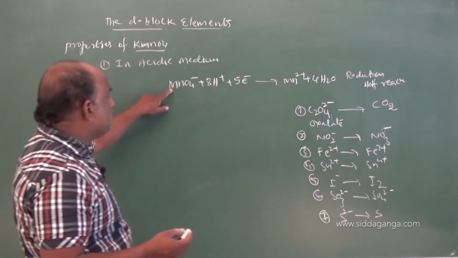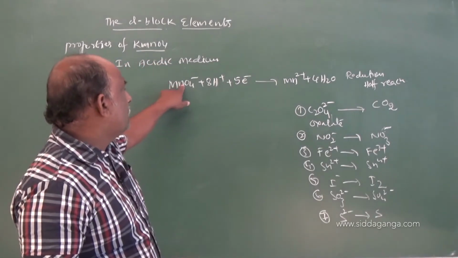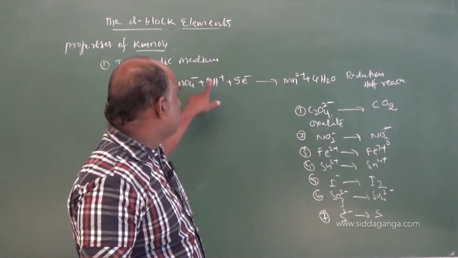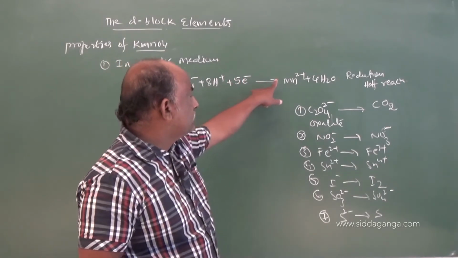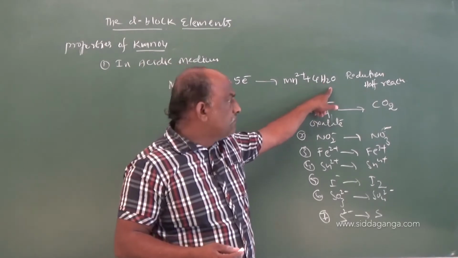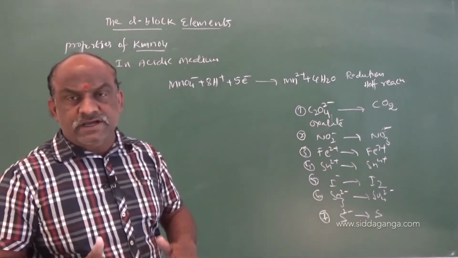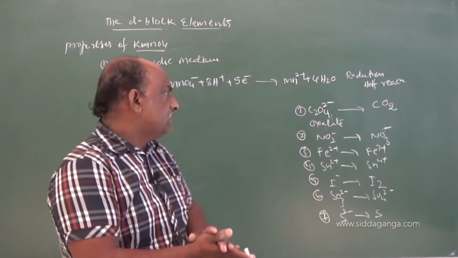So what is the standard reaction? MnO4 minus plus 8H plus 5 electrons gives rise to Mn2 plus 4H2O. This is the standard reduction reaction. For this standard reduction reaction, you should add the oxidation reaction. What is the oxidation reaction?